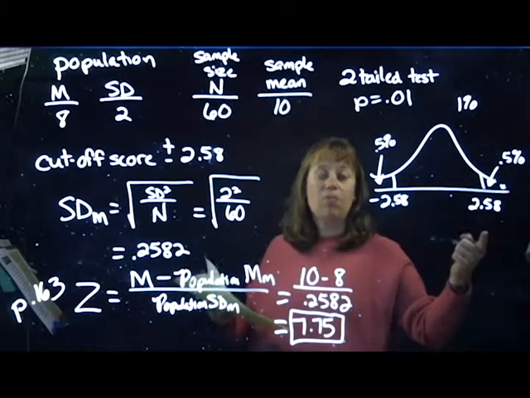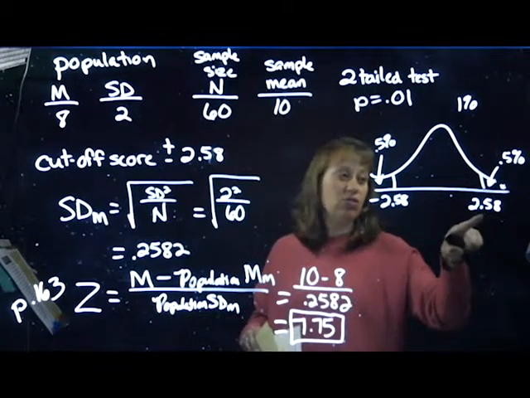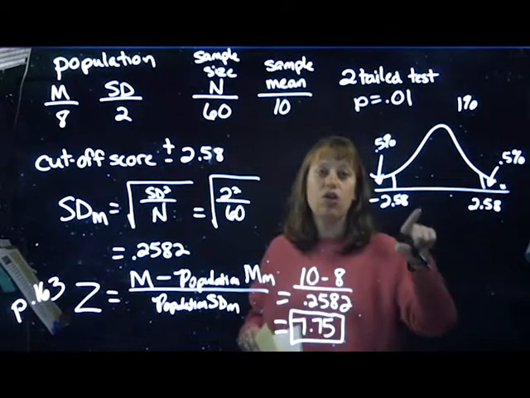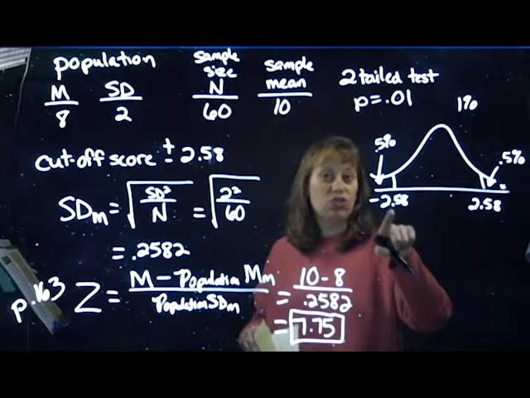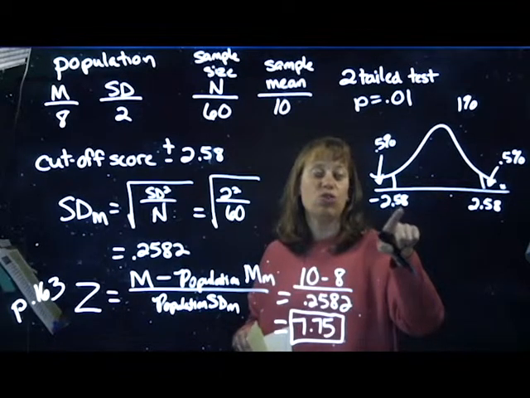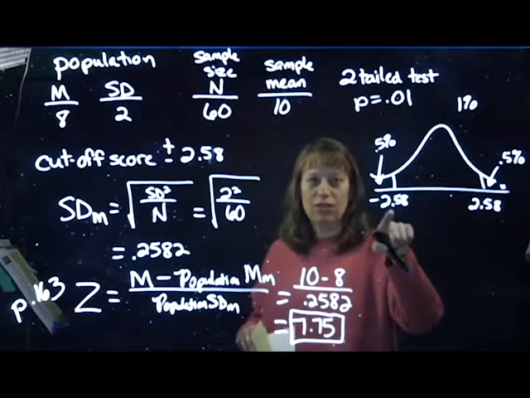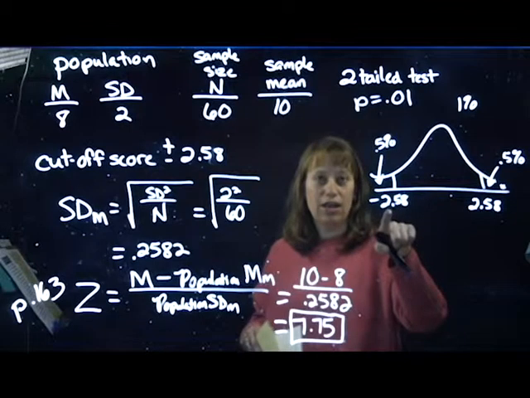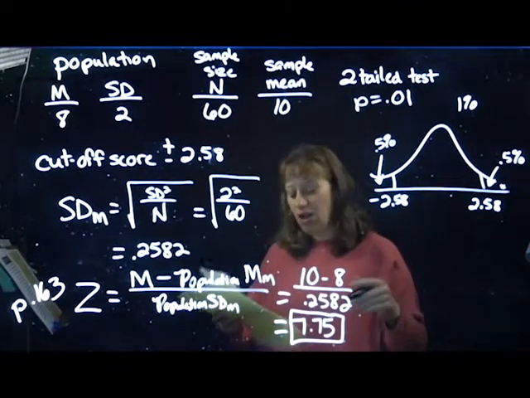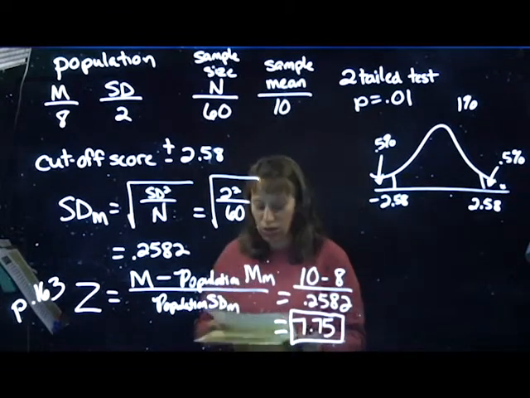And remember, this is a two-tailed test, so if our value were more extreme than either the positive cutoff value of 2.58, so greater than this, or more extreme than our negative cutoff score of minus 2.58, so more negative than this, then we would reject our null hypothesis. So our sample score here is extreme enough to reject the null hypothesis.